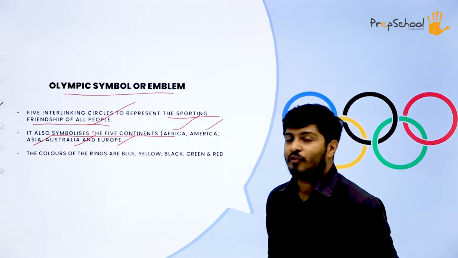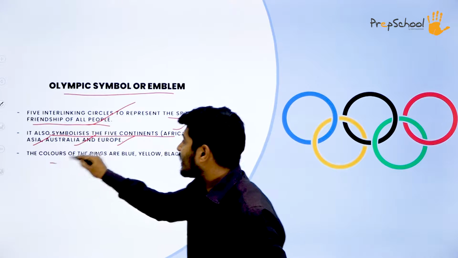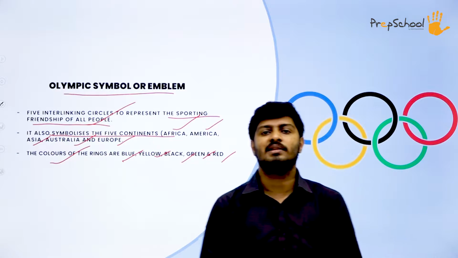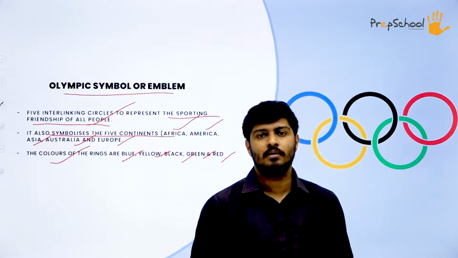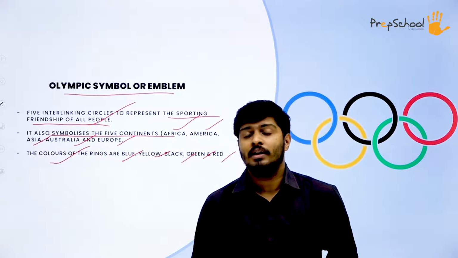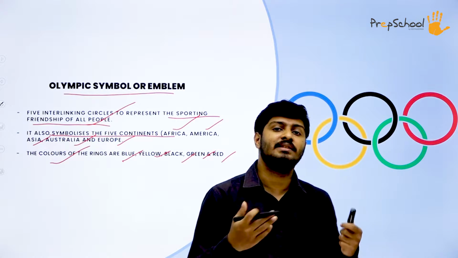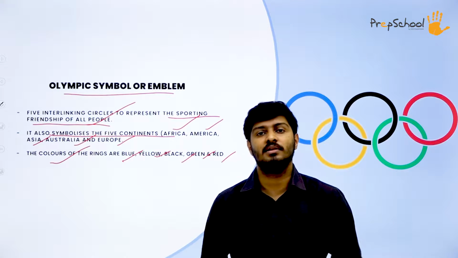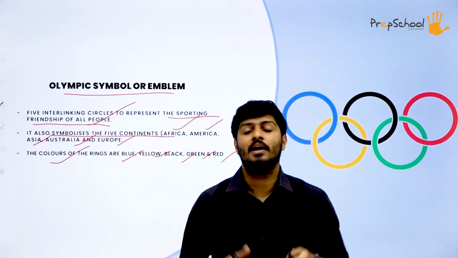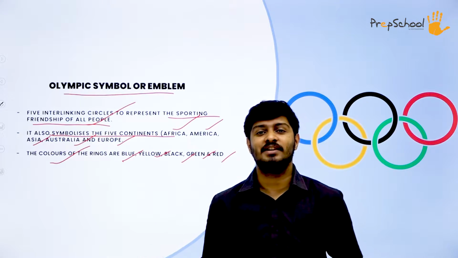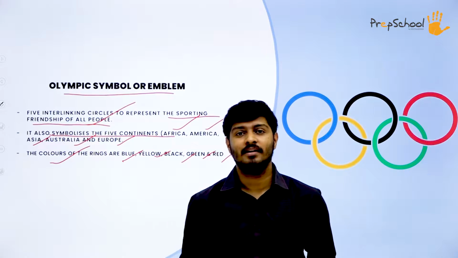Then we have the final statement over here, that is the colors of the rings: blue, yellow, black, green and red, as I described earlier in this topic. Now, I hope you understood the meaning, pattern and the whole story behind the emblem, why it is interlinked, why there are only 5 circles, what the colors represent and all those things. Now let's move on to our next topic in this session, that is the Olympic ideal.